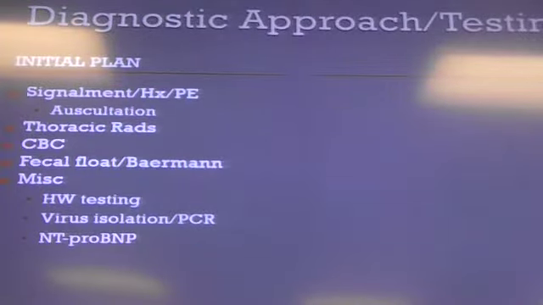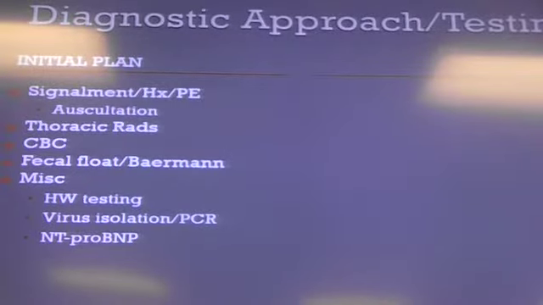So oftentimes, part of that minimum database for these patients is going to be taking thoracic radiographs. So that helps us to see what's there. If I hear pulmonary crackles, I should see evidence of pulmonary edema on my radiographs. So, everybody sees this one.